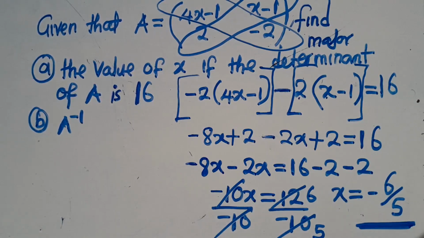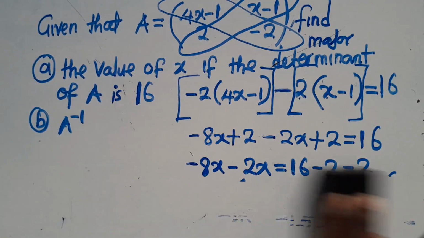So x is what? X is this value that is here, which is negative 6 over 5. X is equal to negative 6 over 5. You just do that. This is very, very simple. So when you're done with this, now we move to the other part.